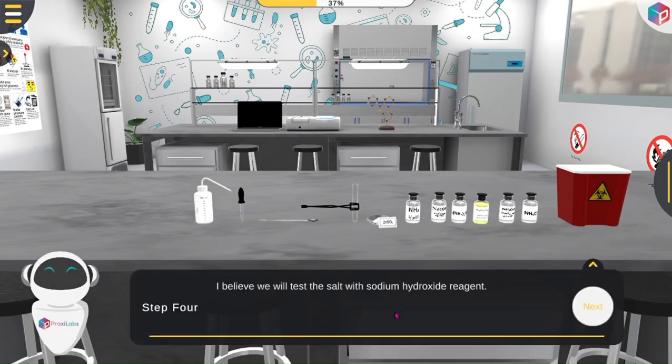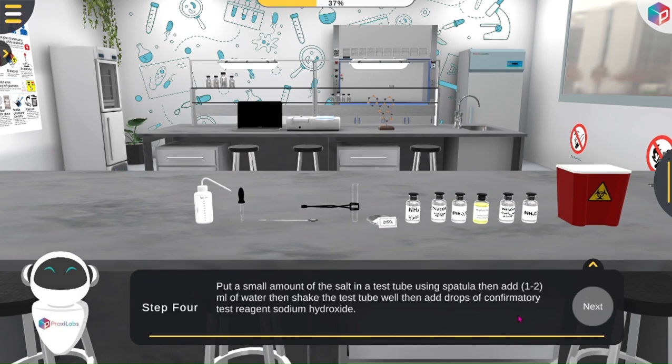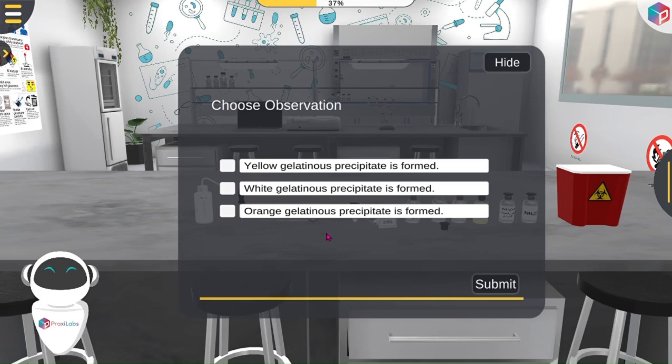Step 4. We will test the salt with sodium hydroxide reagent. Put a small amount of the salt in a test tube using a spatula. Then add from 1 to 2 milliliters of water. Then shake the test tube well. Then add drops of confirmatory test reagent, sodium hydroxide. Observation: white gelatinous precipitate is formed.